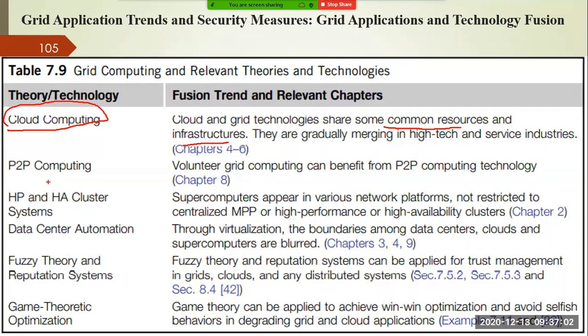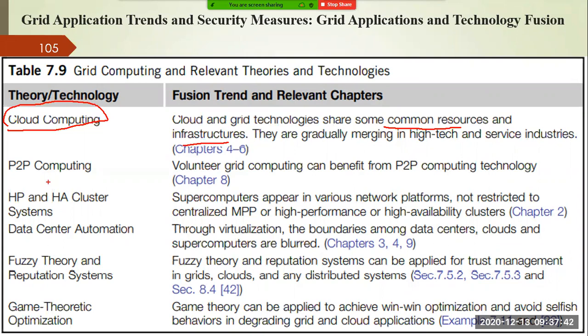You also see high performance and high availability cluster systems. Cluster supports massively parallel processors. You can run many things with the help of the cluster manager. The cluster manager is going to coordinate multiple resources. Next is data center automation. Data center provides you the virtualization concept, in which you can run multiple virtual machines on top of the physical machines. That is also related to grid computing. Supercomputers may be attached, workstations, servers, PCs, everything is connected in the case of grid computing.